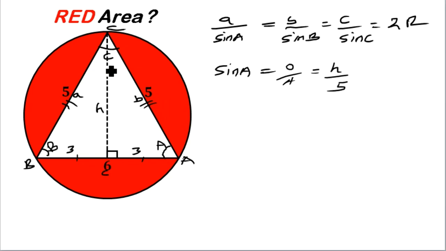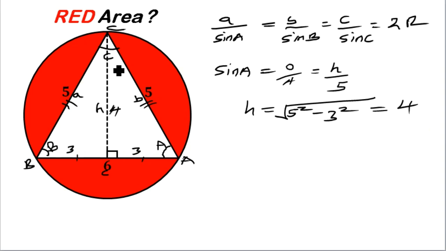And how do you get h? If you take this right angle triangle here, if this side is 3 and this is 5, then h is 4 according to Pythagoras theorem. h is simply the square root of the hypotenuse squared, which is 5 squared, minus the other shorter side squared, which is 3 squared. Then you get it to be 4 because of the right angle triangle. So h is 4, and it is a clear indication that sine A is h over 5, which is 4 over 5.